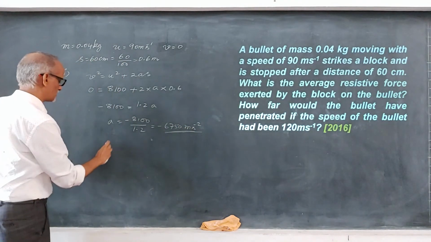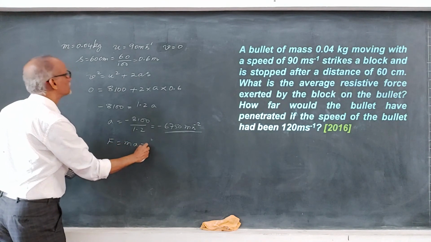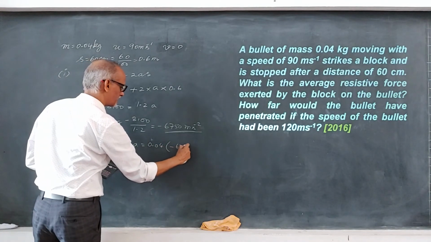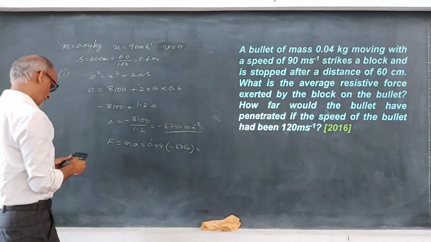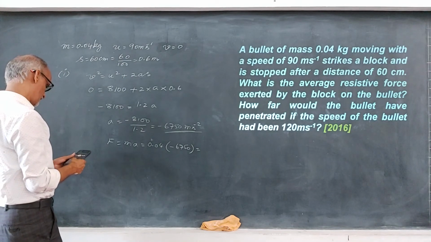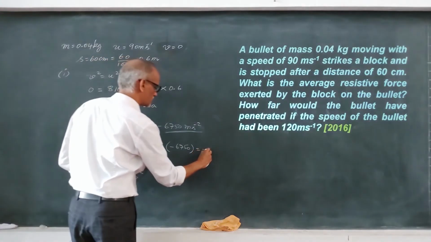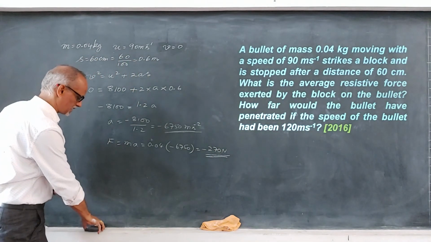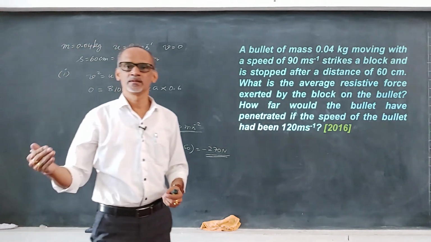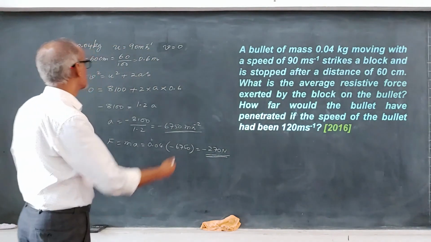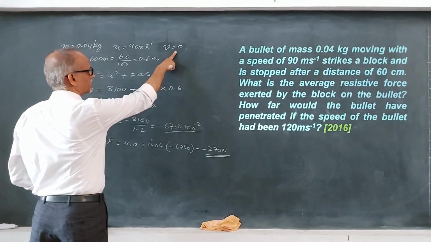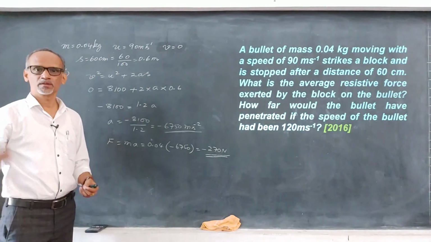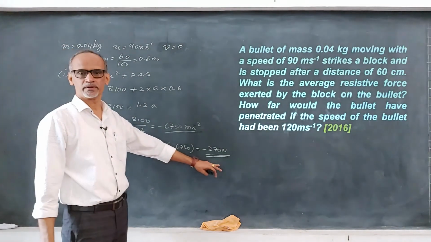Now, that is the acceleration. So what is the force? Force is equal to mass into acceleration. Mass is 0.04 into minus 6750, that is minus 270 Newton. What is the meaning of minus? The minus sign indicates it is a retarding force, which is applied in the opposite direction. Since the force is applied in the opposite direction, the final velocity becomes 0. See, the velocity decreases from 90 to 0. Why? Because a retarding force is applied. Is that clear?